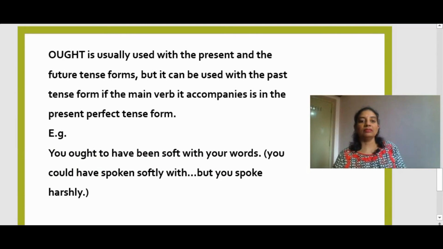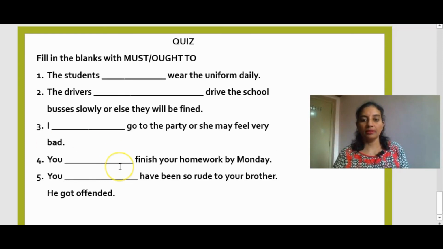And that's about must and ought to, my dears. There is nothing much to say about them. These three, should, must and ought to, are used to express ideas such as sense of duty, moral obligation and necessity. Okay, we have reached our final part, that is the quiz.